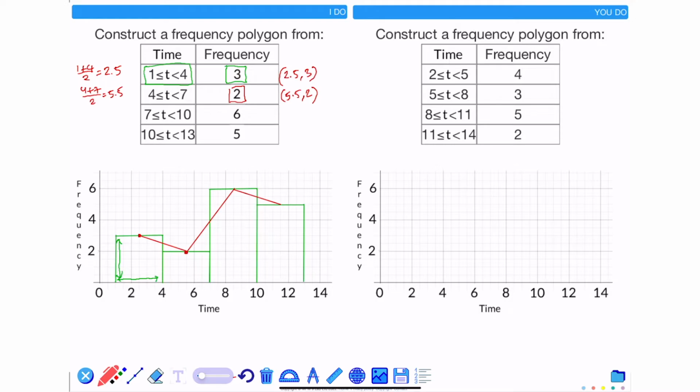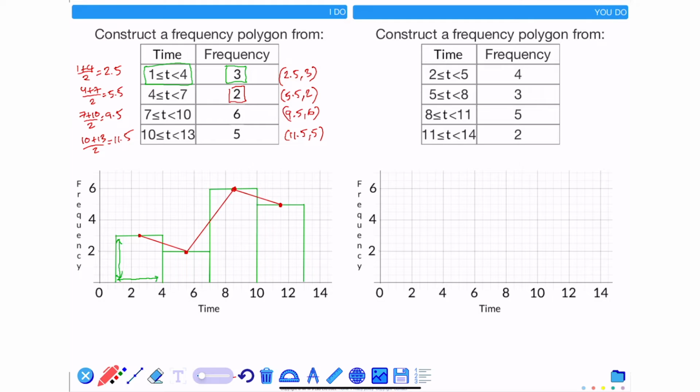And doing the same for all the others, 7 plus 10 divided by 2 is 9.5. So my third point would be (9.5, 6). And finally 10 plus 13 divided by 2 is 11.5. So my final point would be (11.5, 5), which is this point here. So altogether I plotted 4 points in order to draw my frequency polygon.